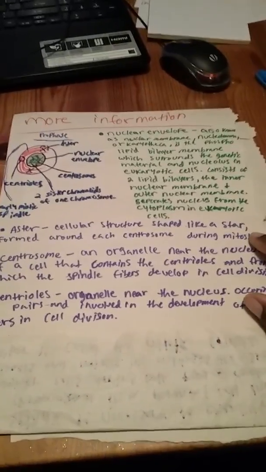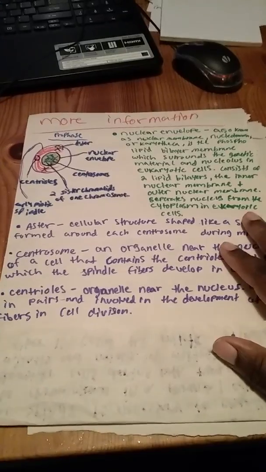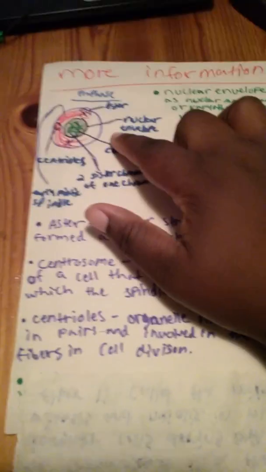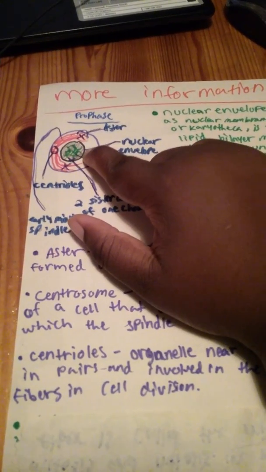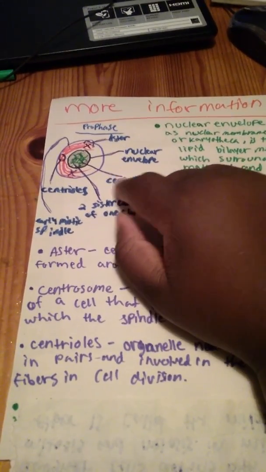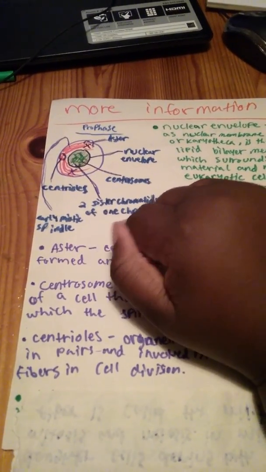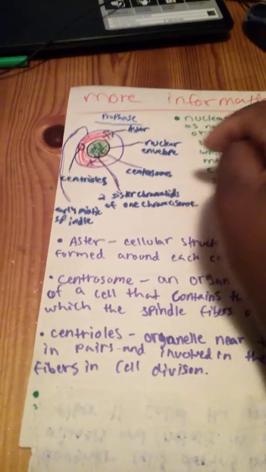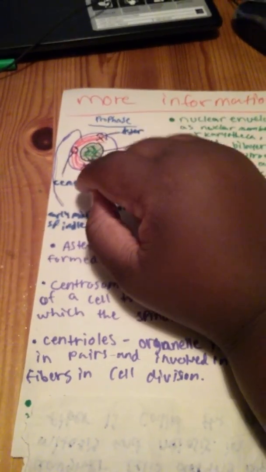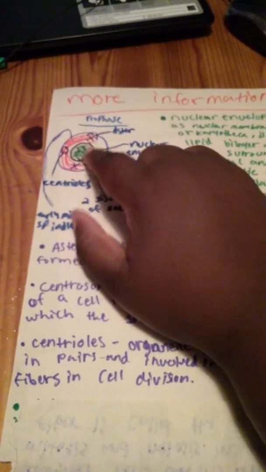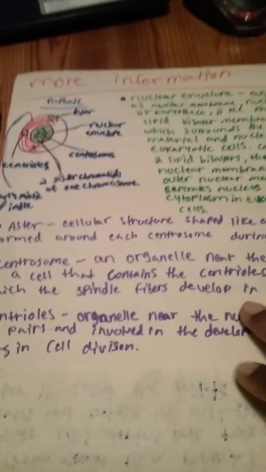Okay, more additional information. This is a drawing of prophase. These are the different parts in prophase: the aster, the nuclear envelope, which is the black part, the centrosomes, which is the green part, and then two sister chromatids. Two of these green parts would be a sister chromatid. The centrioles are part of the spindle fibers, and then each meiotic spindle fiber, which are these red parts. The aster would be the two X marks inside the cell.